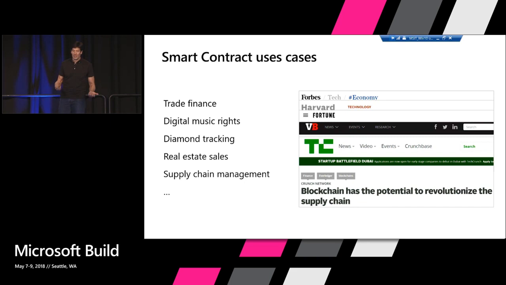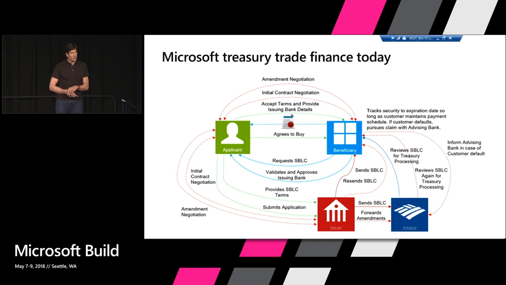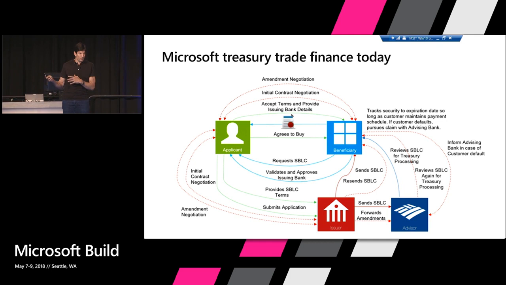We've got one at Microsoft that we're creating. It's a consortium blockchain, meaning only certain parties can participate in the blockchain. They're authorized to participate in it, as opposed to the public blockchains that I've been talking about. This is the Microsoft Treasury working with Bank of America to do standby letters of credit on behalf of purchasers, the partners that we've got. And we work with Bank of America to issue these standby letters of credit for them, or we get them from Microsoft to the applicant.